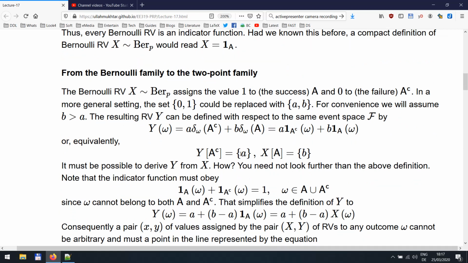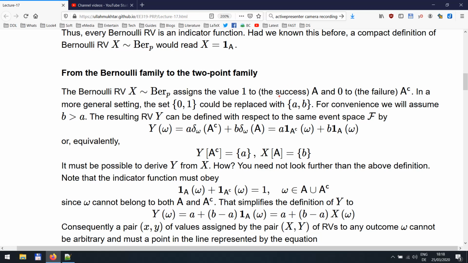Now, we still have one problem with the Bernoulli random variable or Bernoulli family of distributions. We assume that we will always use 0 and 1 as our two values. So we assign 1 to our success, the event A, and we assign 0 to the failure, the A complement. Now, there might be problems where it will be more appropriate to use other values than 0 and 1.